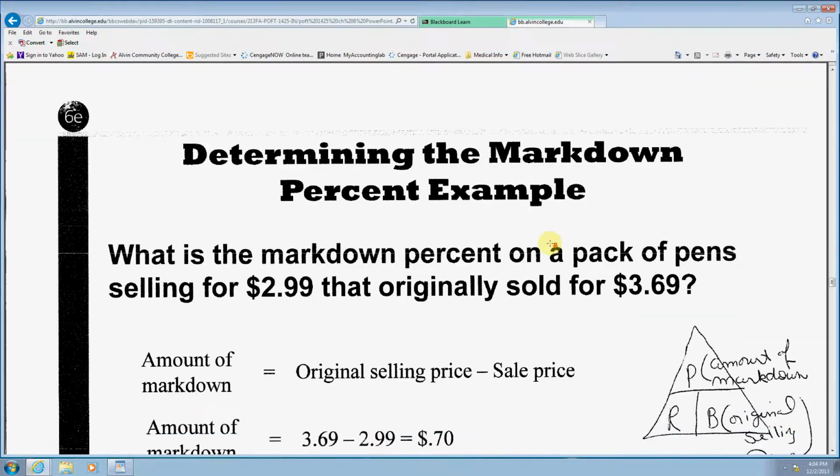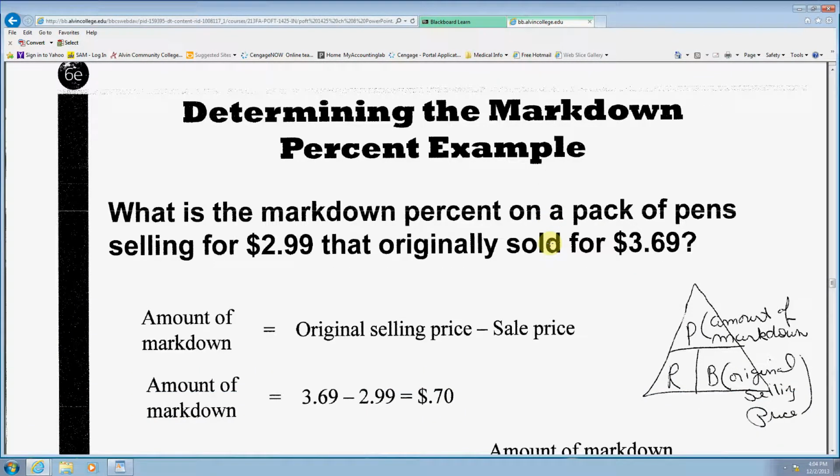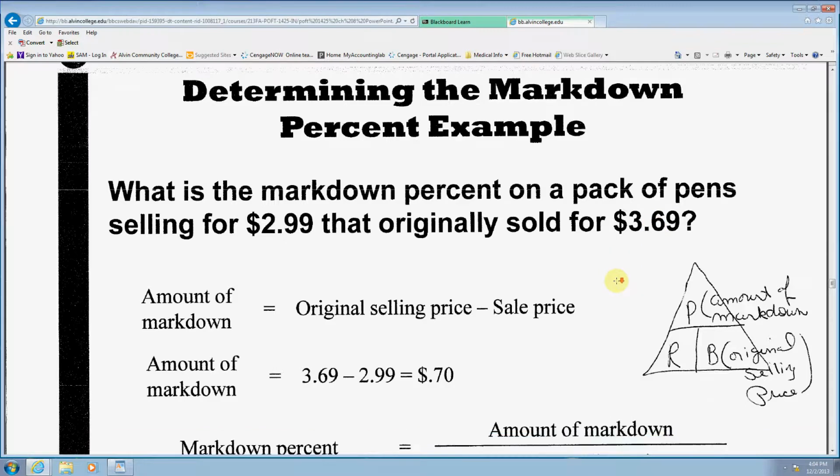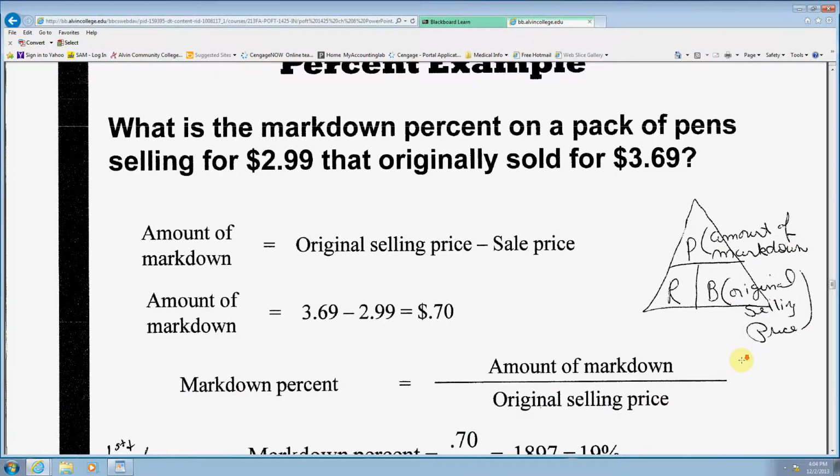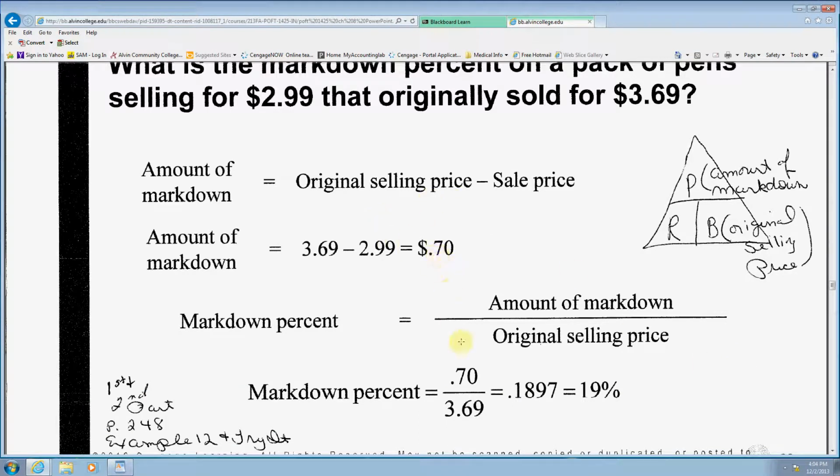So to use this, what is the markdown percent on a pack of pens selling for $2.99 that originally sold for $3.69? The markdown is the original price, $3.69, minus the selling price, which is 70 cents. Then we take the amount of the markdown and divide it by the original selling price, which is 70 cents divided by 3.69, and it's 19%.